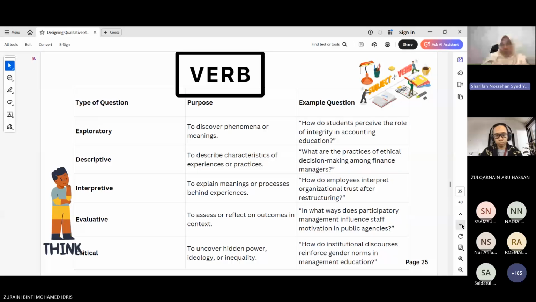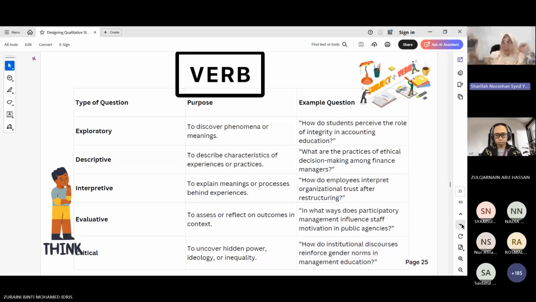For qualitative research, normally you will have a second question like why, because your why will depend on your main research question. You can have small parts of research questions to support your main one. For example, how do students perceive the role of integrity in accounting education? That's your main research question to answer your objective, because you want to know how they perceive the role of integrity.